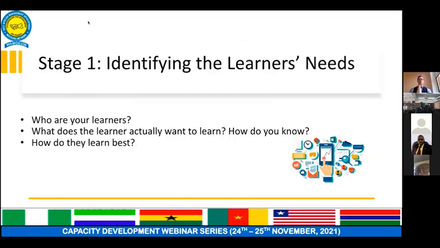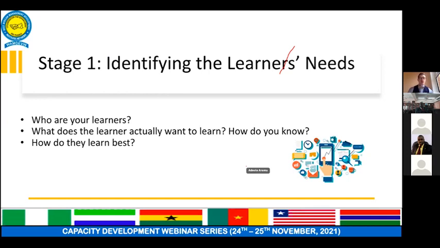Now, this is obviously really important because learners in London and the UK, or in Abbey, or maybe delivering from today, so who are they? What is their background? What do they want? What do they need? And that is an important research question for you. Who are they actually, your learners? So what does a learner actually want to learn? How do they know? How do they learn best?